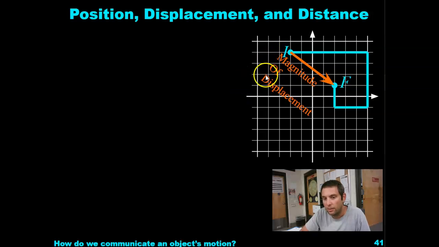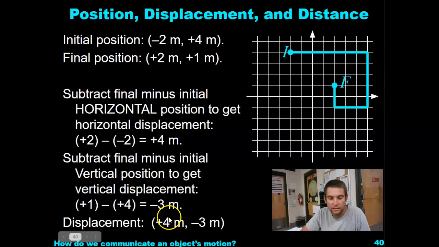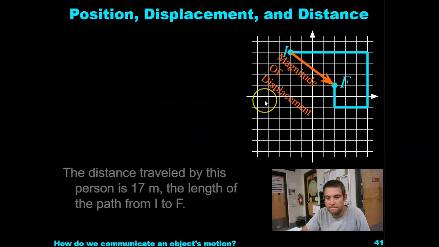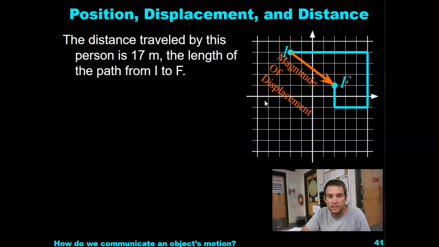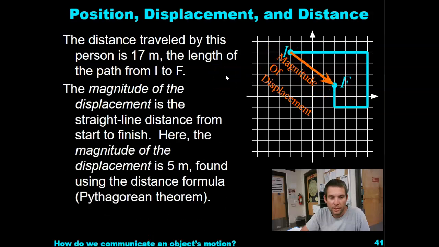So there we have it, our magnitude of displacement. We know the magnitude of displacement is that. Distance traveled is 17 meters. If we count up all the boxes, we get 17 meters, the length of the path from I to F. The magnitude of the displacement is the straight line distance from start to finish. So remember, magnitude just means how big or how much, is 5 meters, found using the distance formula, or the Pythagorean theorem.